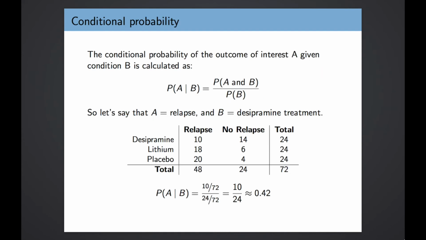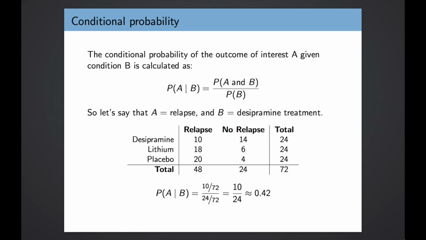And like we talked about earlier, a conditional probability asks about the probability of an outcome A given a condition B. This is calculated as the probability of A conditional on B is equal to the probability of A and B over the probability of B. So you might notice that what this is equal to is the joint probability of A and B over the marginal probability of B.